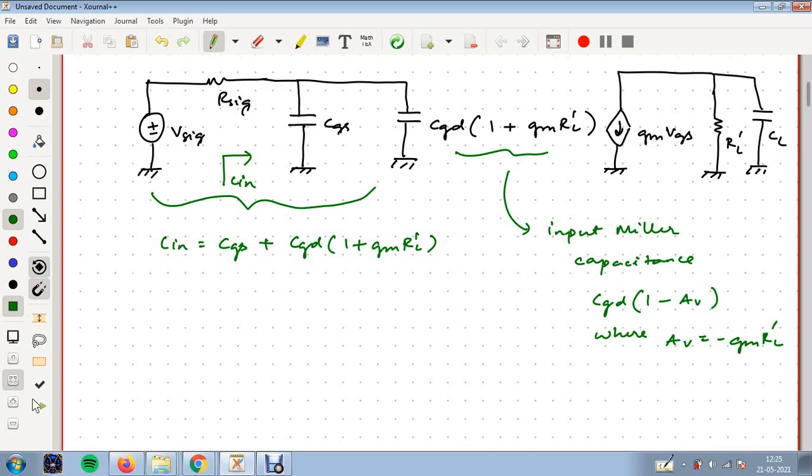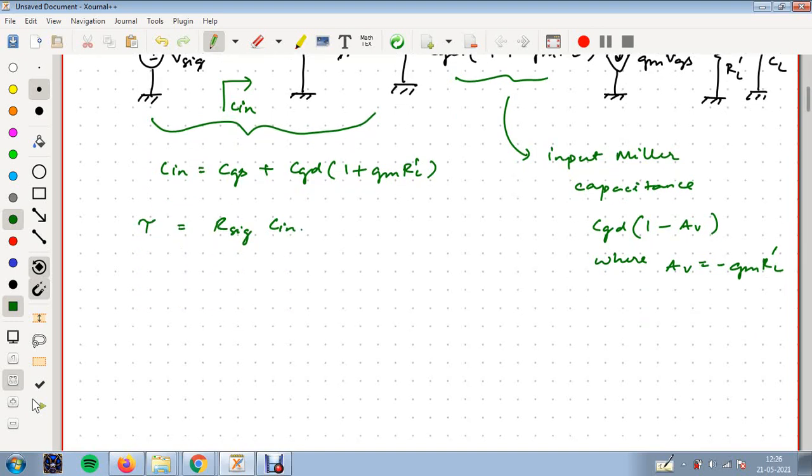If you look at V signal, R signal, and C in, they form a low pass filter. For that low pass filter, the time constant is tau equal to R signal into C in. Now if I know tau, from this I can calculate FH, which is 1 by 2 pi tau, where it is 1 by 2 pi into R signal and C in. So this is what we derived in the last class.